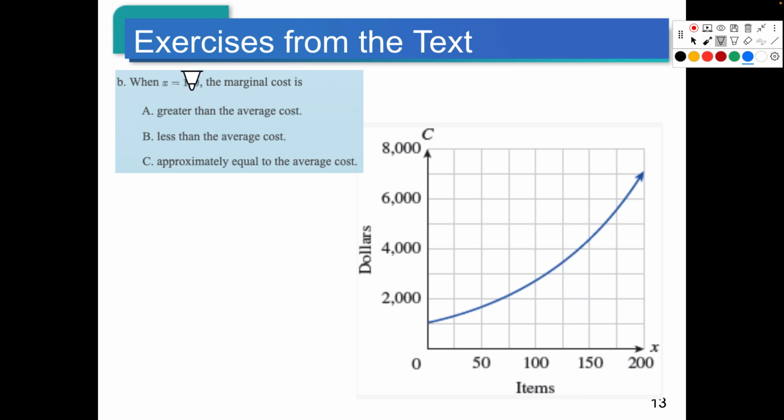Okay, when x equals 100, the marginal cost is, and then we're comparing to the average cost. So here, before we do this, again, we're thinking marginal cost, but we're comparing to average cost. How does the average cost look on a graph? What is the physical representation of an average cost?